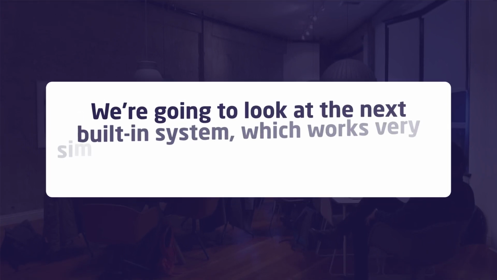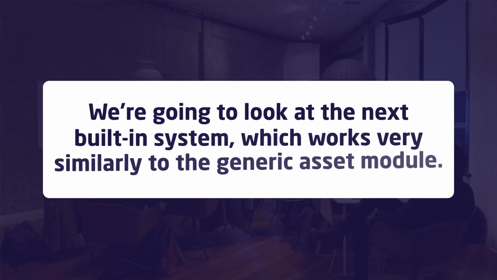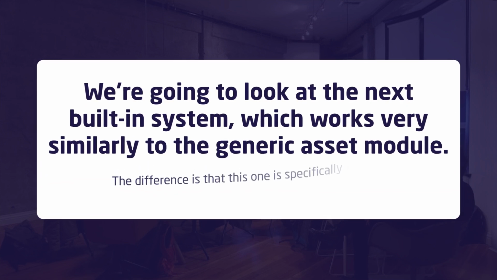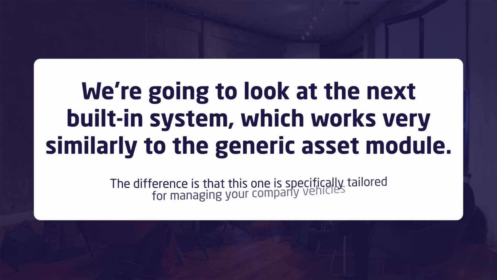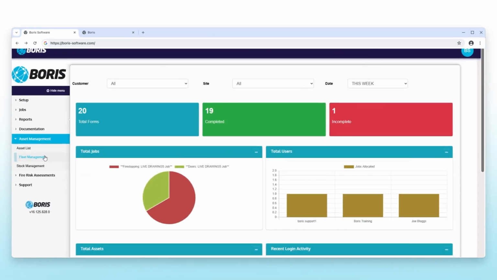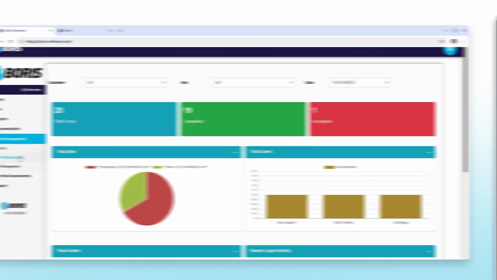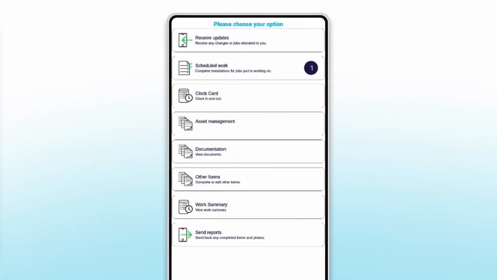In this video, we're going to look at the next built-in system, which works very similarly to the generic asset module. The difference is that this one is specifically tailored for managing your company vehicles, your fleet management asset module. Just like with generic assets, you can manage everything both on the web portal and through the Boris mobile app.